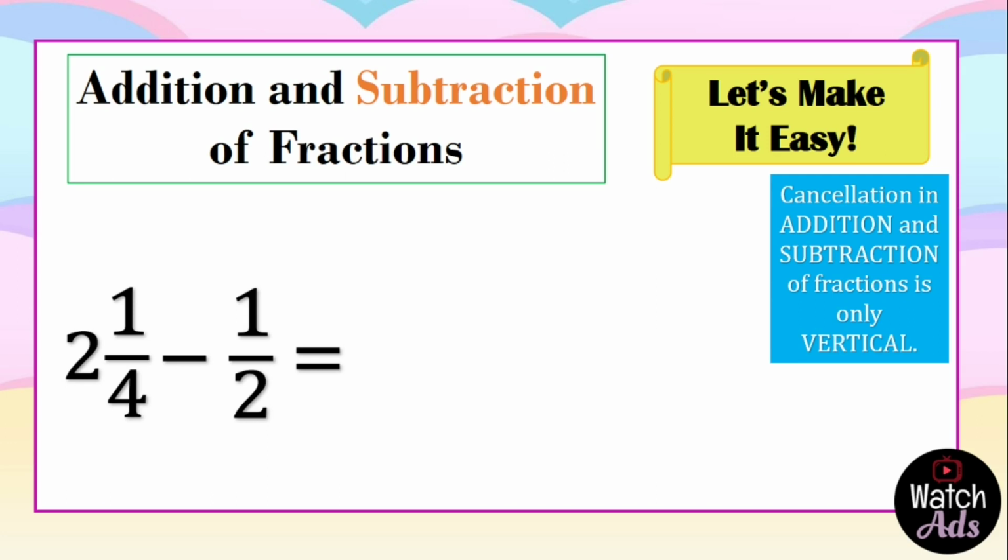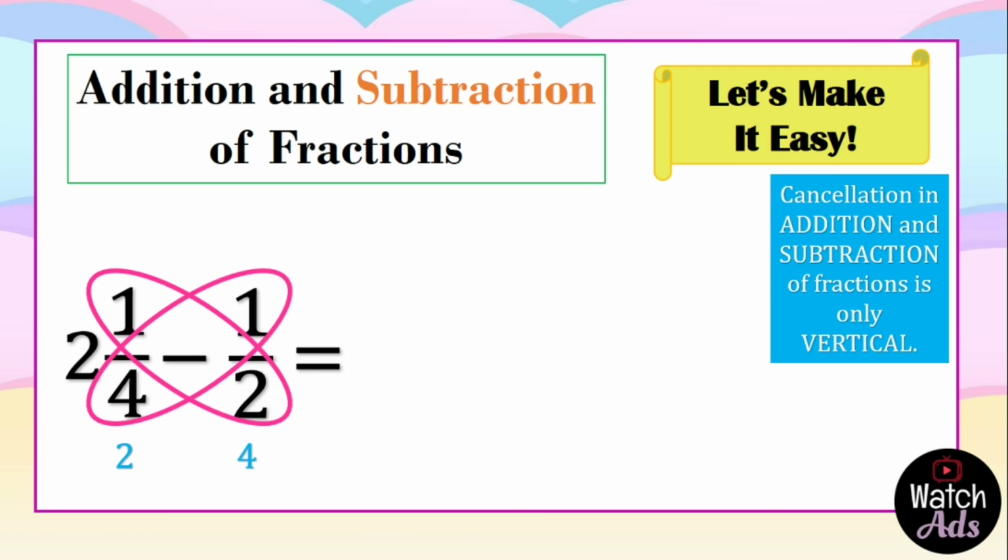We can still use the butterfly method to easily assess which fraction is greater than and which fraction is less than. We multiply 1 and 2, the answer is 2. We multiply 1 and 4, the answer is 4. Now 2 is less than 4, therefore 1/4 is less than 1/2, and we cannot subtract 1/2 from 1/4.